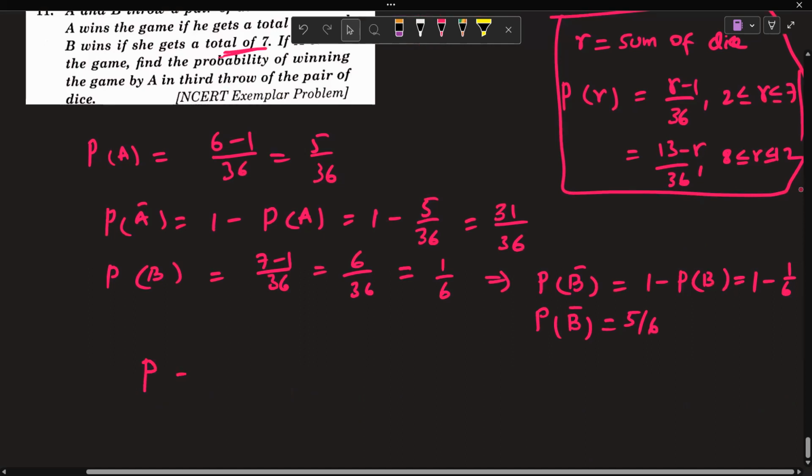Okay, required probability P is equal to: first round, both fail. A failed, B failed. This is the first round. Plus second attempt. In the second attempt also, they have to get failed. They have to get failed. And third attempt.